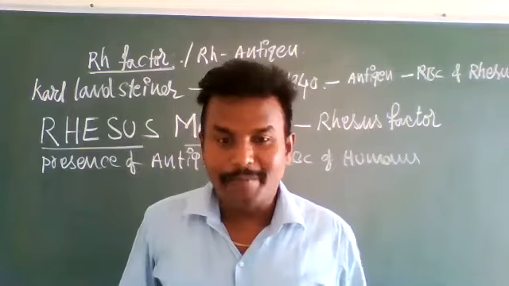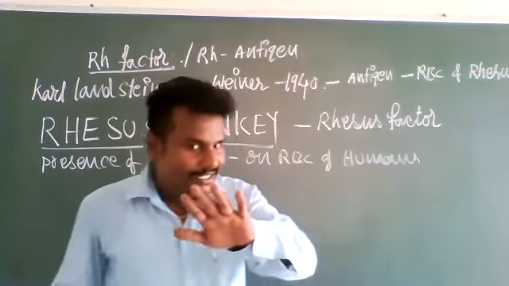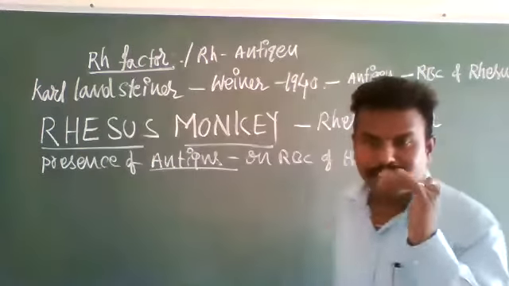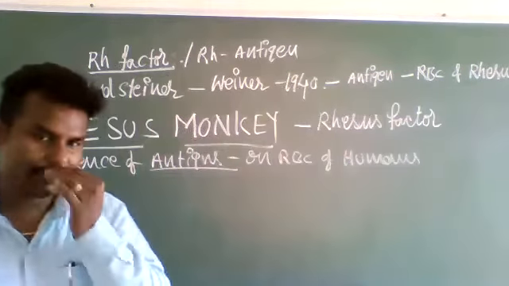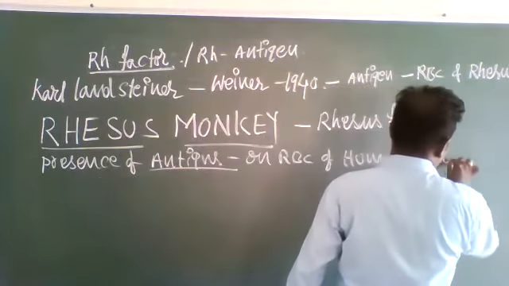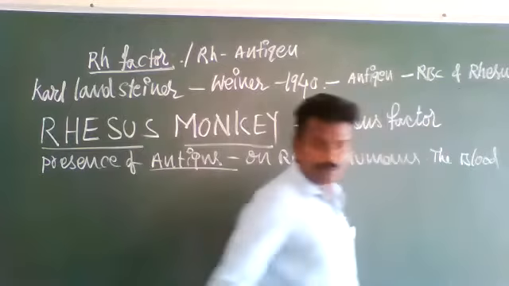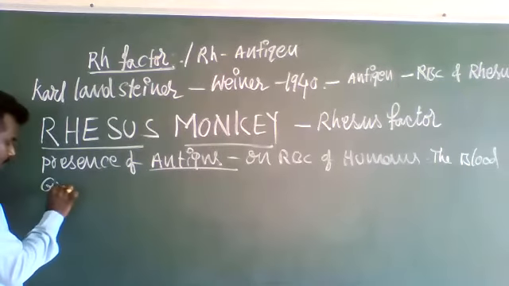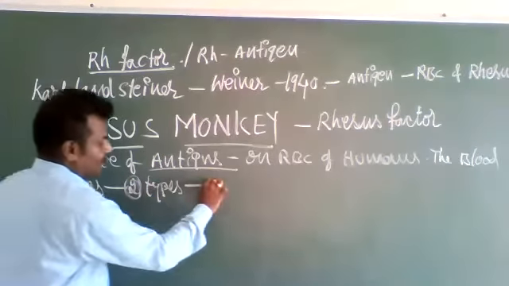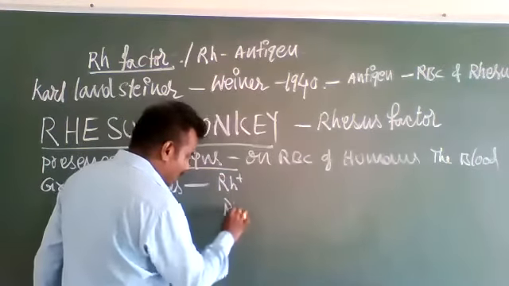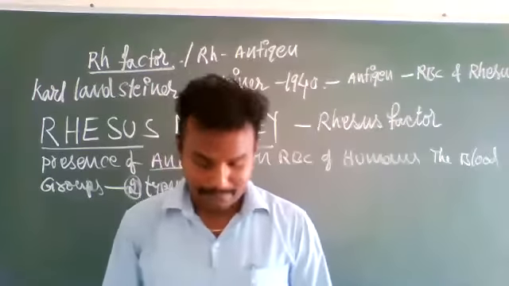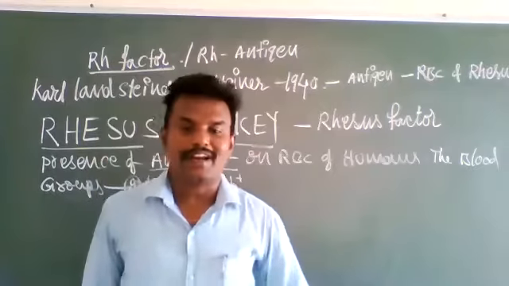Depending on the presence of the special type of antigen on the red blood cells of humans, the blood groups are divided into two types: Rh positive and Rh negative.